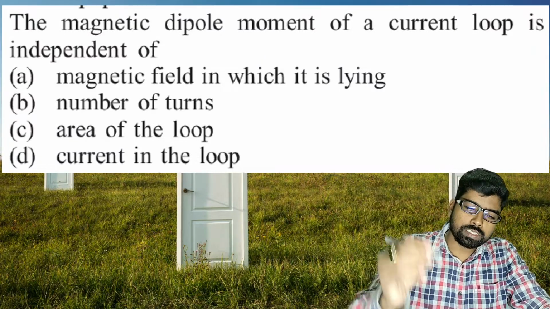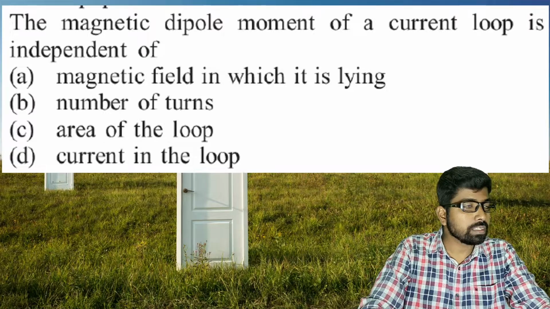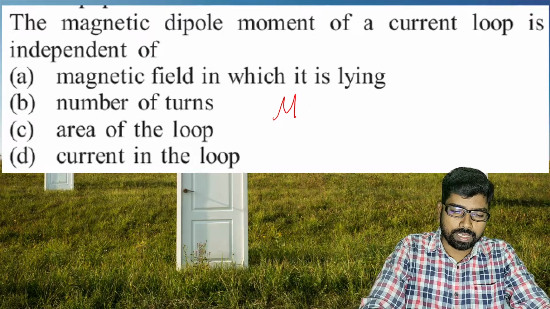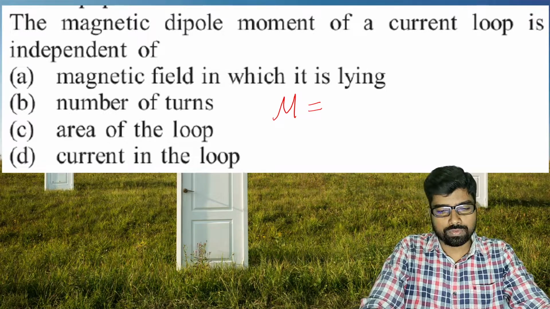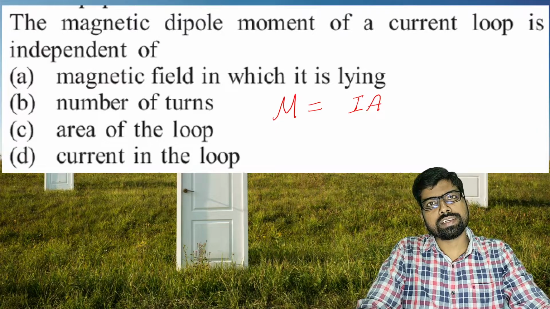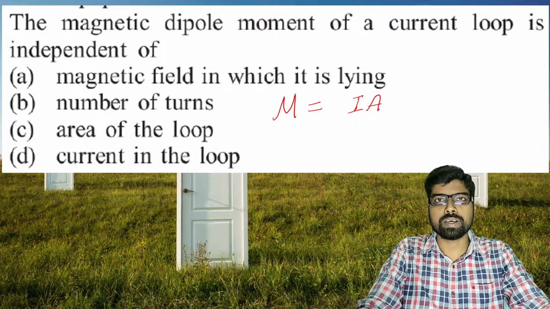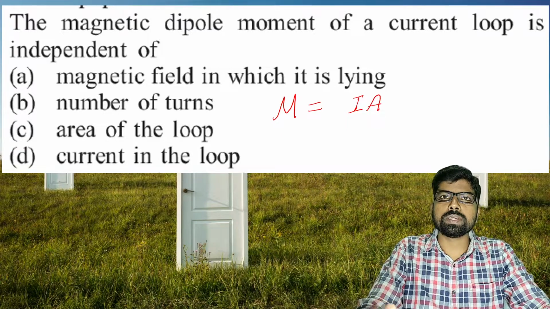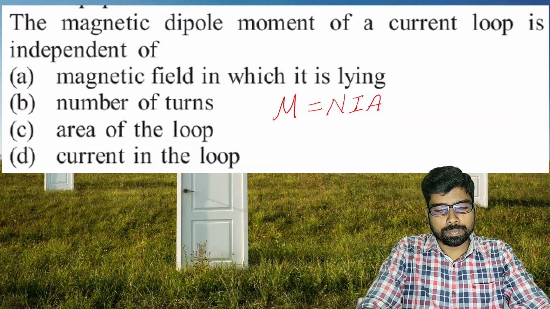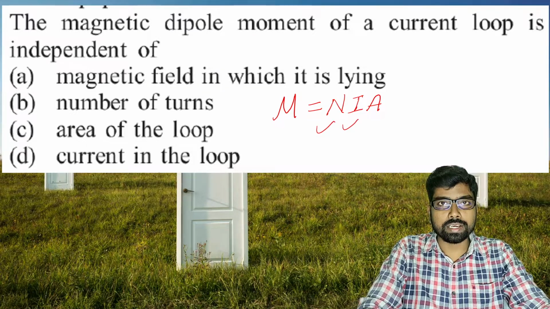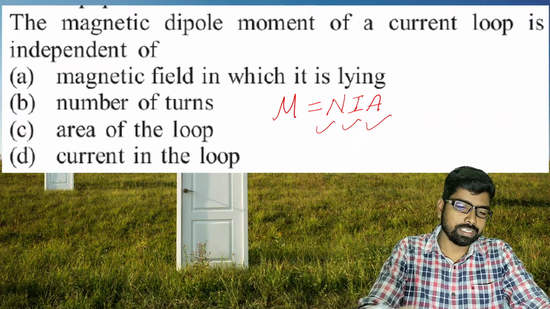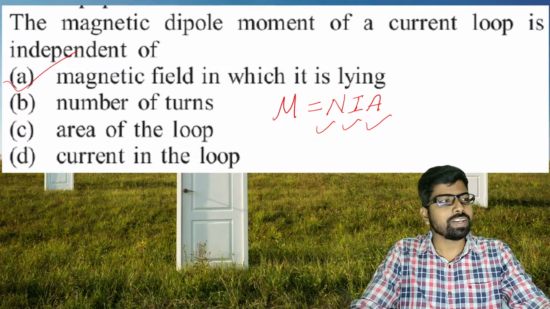So we know that the magnetic dipole moment, denoted by capital M, is the product of I into A, where I stands for current and A stands for the area of the coil. And also it depends upon the number of turns. Can I say NIA? Yes. So it depends upon number of turns, current, and area. And what doesn't it depend upon? Magnetic field. And you got the answer.